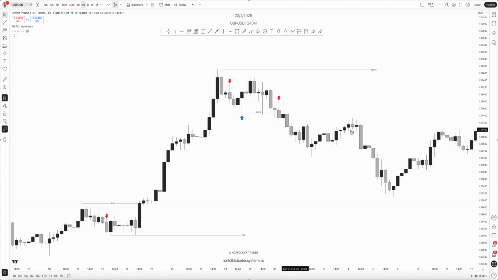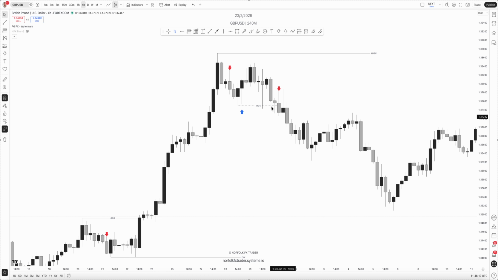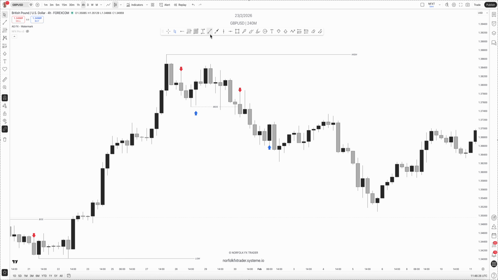Now, let me just go through and show you how you look to continue mapping this. You look for the close up again for your low. So at this point, this becomes a close up. So the market creates that as a close up.